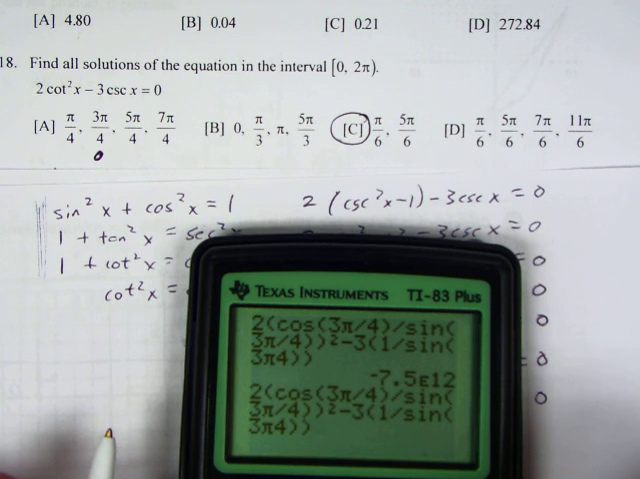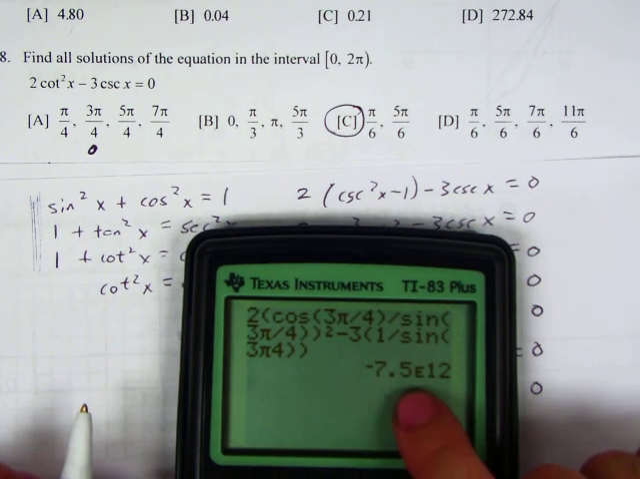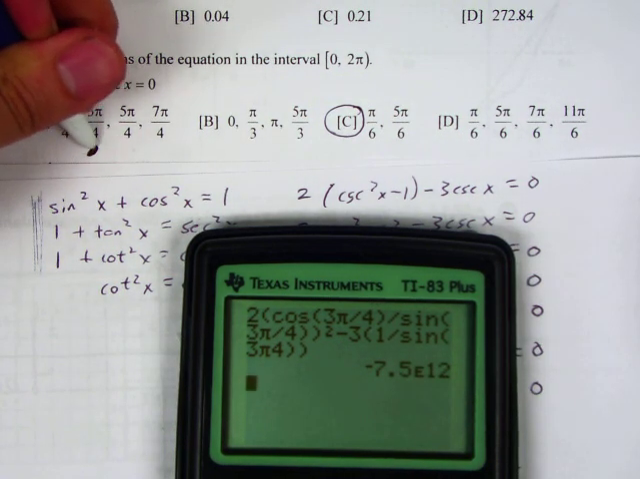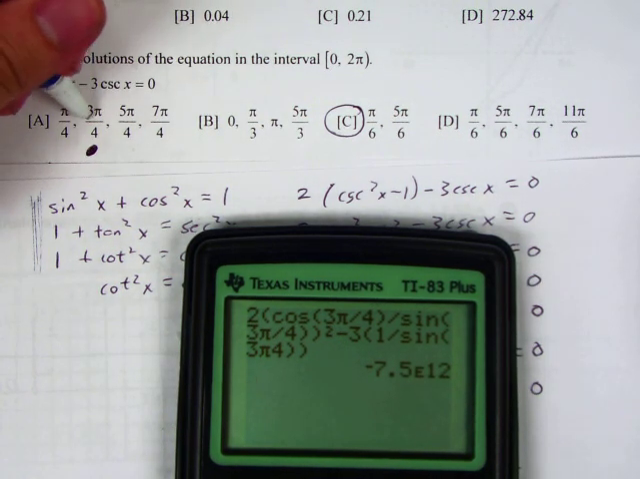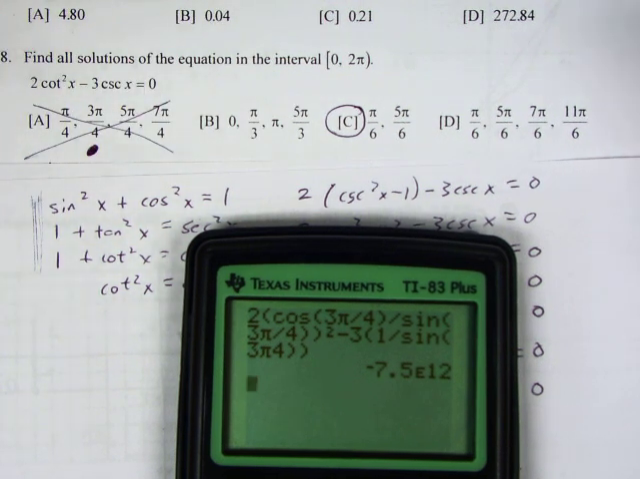Ooh, I apologize. That was negative 7.5 times e to the 12. I thought that was e to the negative 12. E to the 12 would be a huge number. So this is not 0. So we know that this is not an answer. But you have to be careful. If it is 0, then you still have to check all the other answers. That's why I don't think it's as convenient to do so.